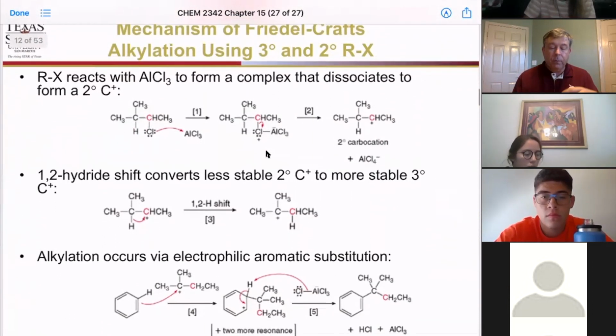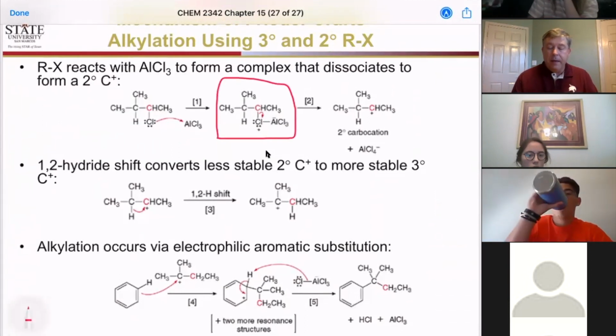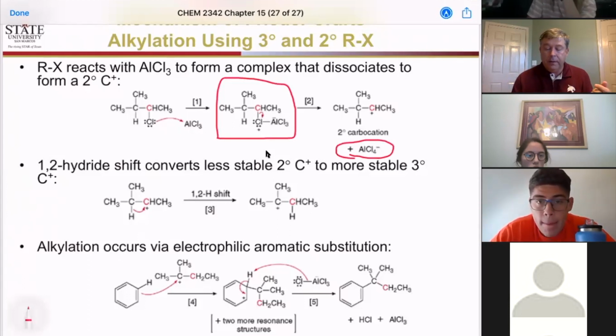And it's just like before. We have our reaction with our polarized carbon-chlorine bond to generate our initial complex right here. And then that complex can break apart, giving us aluminum chloride 4 minus as our Lewis base, and our carbocation. Our carbocation then has an opportunity to do two things. If it's a tertiary carbocation, it's ready. It's going to react with the benzene ring and nothing else is going to happen.